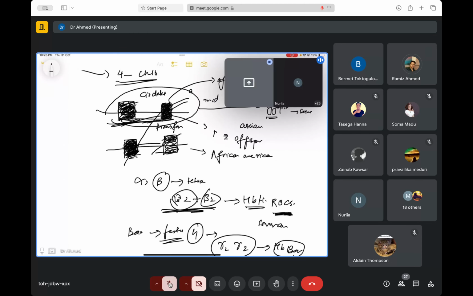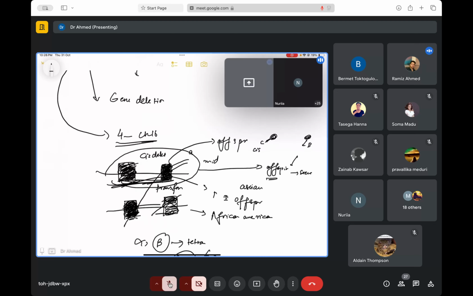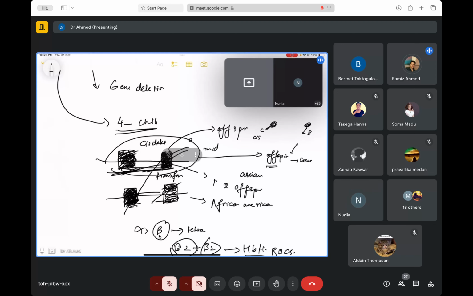Okay, Dr. Ramesh, can you just give us a quick overview of alpha chains and conditions associated, please? Well, hemoglobin contains four chains, two alpha and two beta. If the alpha chains are affected, then it is called alpha thalassemia. It happens due to gene deletion. Alpha chains are coded by four genes at chromosome 16.